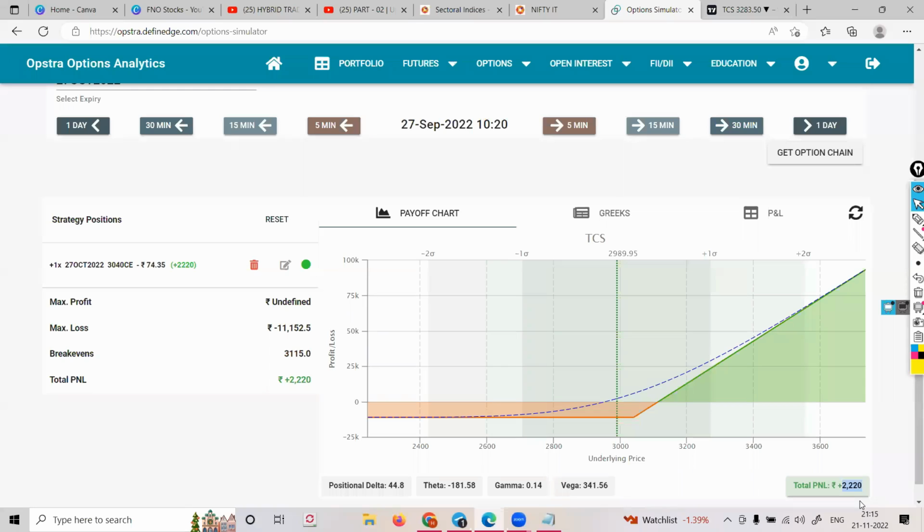Can someone please quickly tell me, what are you booking here? Intrinsic value. That's it. As an option buyer, your profit is intrinsic value. Do not complicate the thing. That's it. You are capturing the intrinsic value.